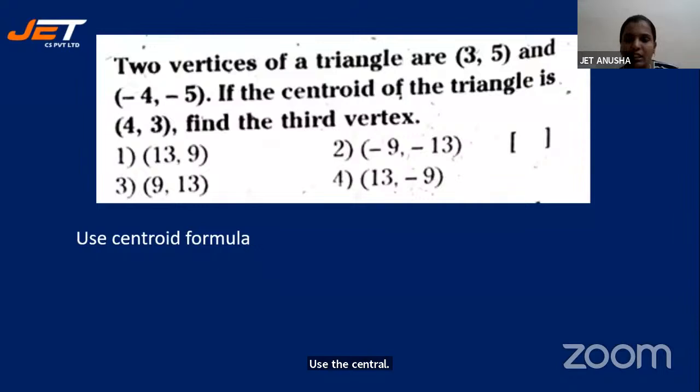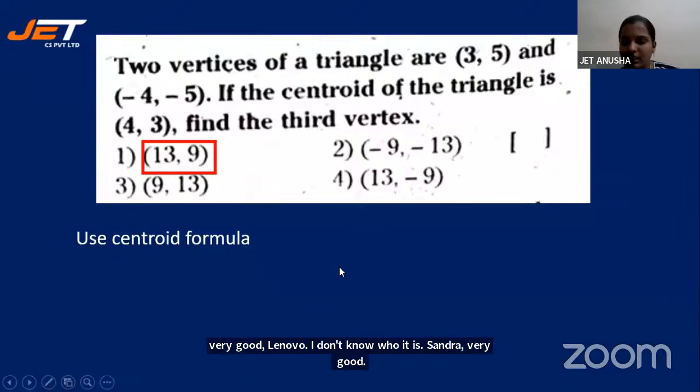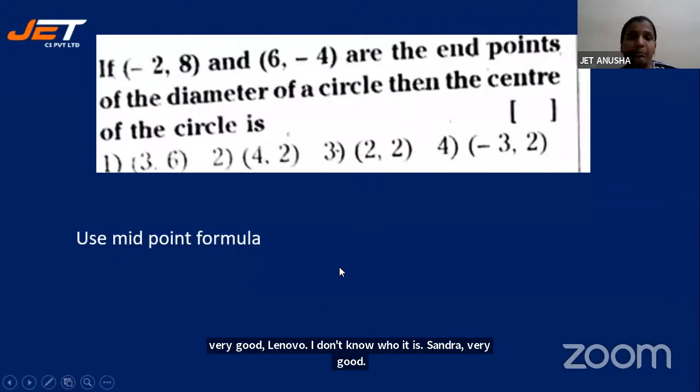Pavani 2. Amulya 3. So let's see what is the correct answer. Yogita, Avinash 1 and 4. So let's see the correct answer. The answer is 1. Gayatri, very good. Sandra, very good. Gayatri, Taruni almost gave me the correct answer. So let's go with the next one.